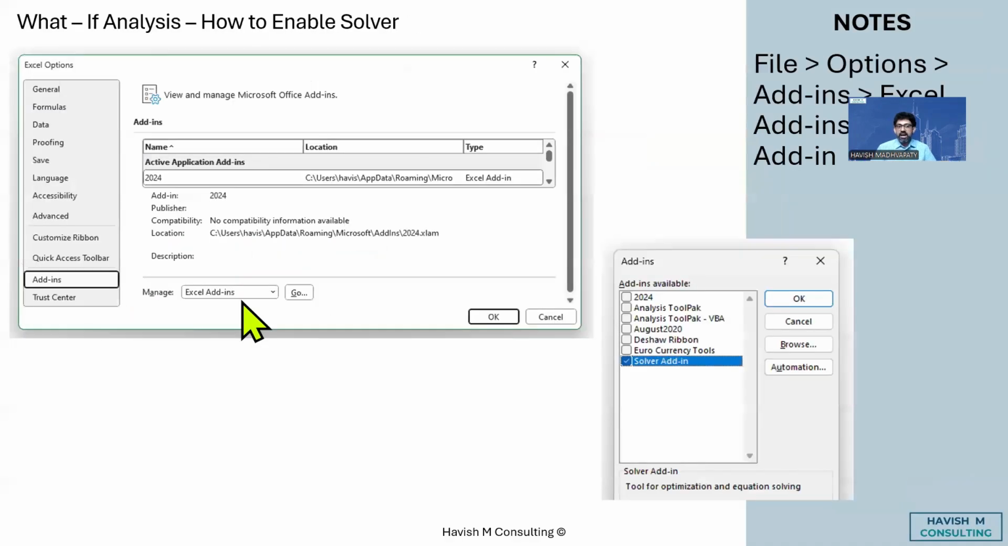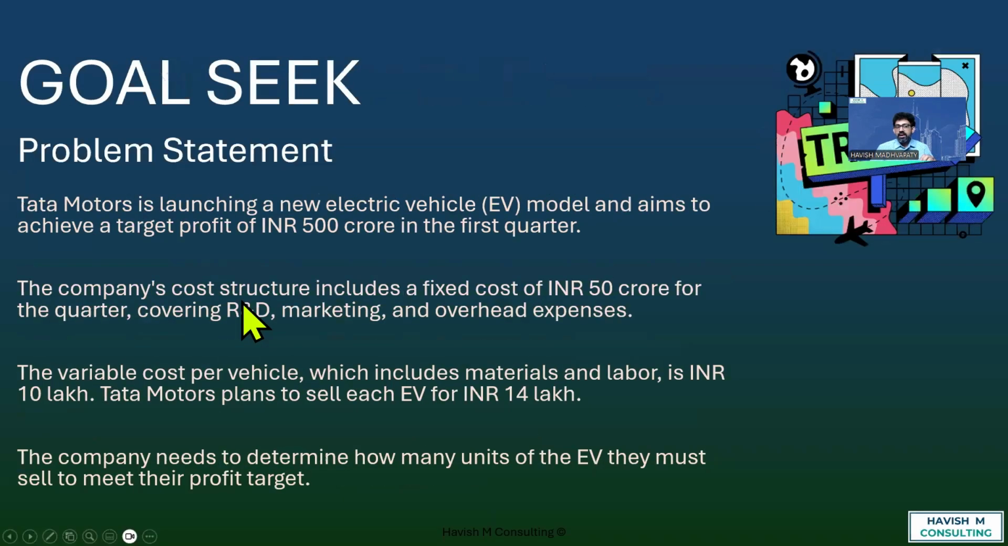So my second problem now is a little more advanced. Let's understand the business context first. Tata Motors has launched a new electric vehicle, the Tata Curve. And they are aiming for a target profit of 500 CR. Now, these numbers are hypothetical, so don't go by the numbers, all right?